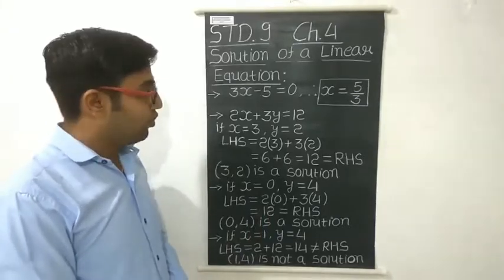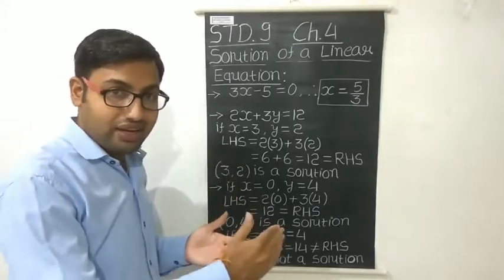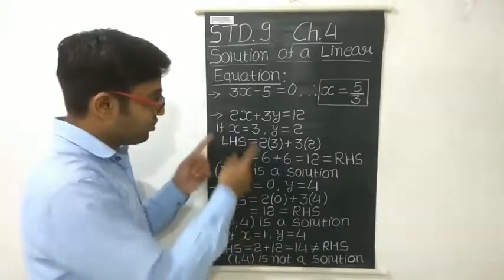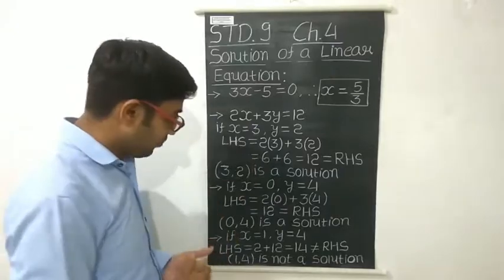Okay. So all the values are possible, x and y? No, all the values of x and y are not possible as a solution of this linear equation. Let us see one more example.